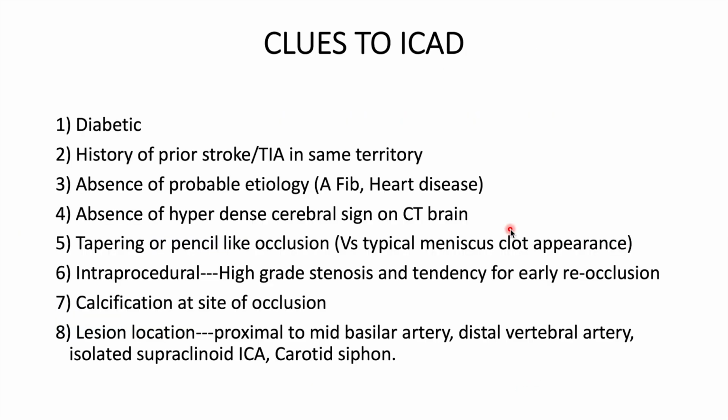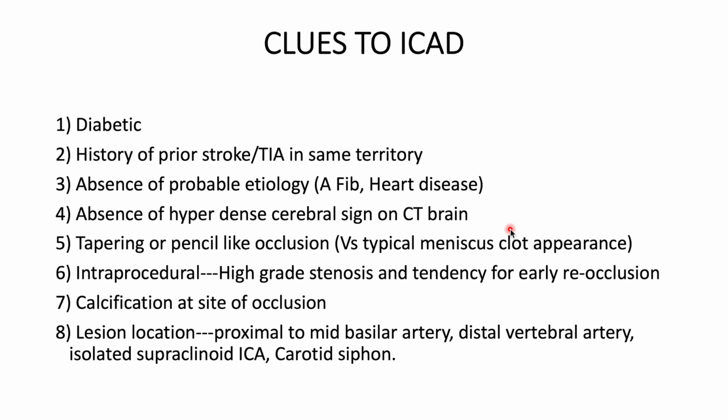So what are the clues to ICAD? If the patient has diabetes, there's a history of prior stroke or TIA in the same territory, you can't find an etiology like atrial fibrillation or heart disease, there is absence of hyperdense cerebral sign on CT brain. An important feature is that the occlusion is tapered or pencil-like. That's a clue to ICAD again.